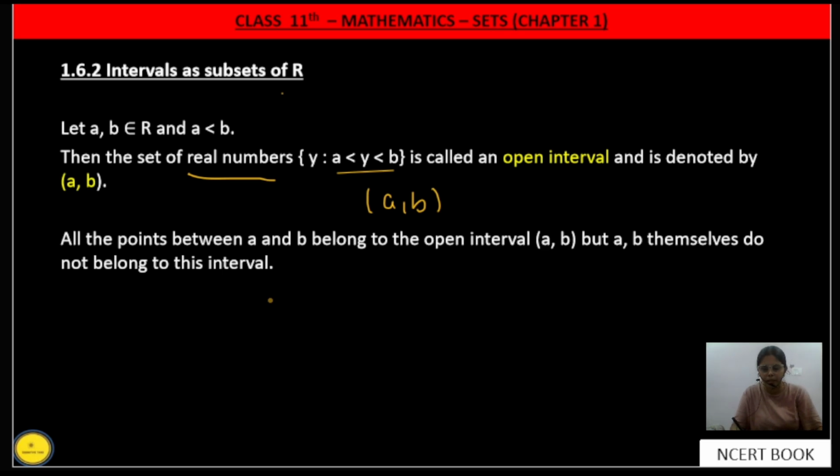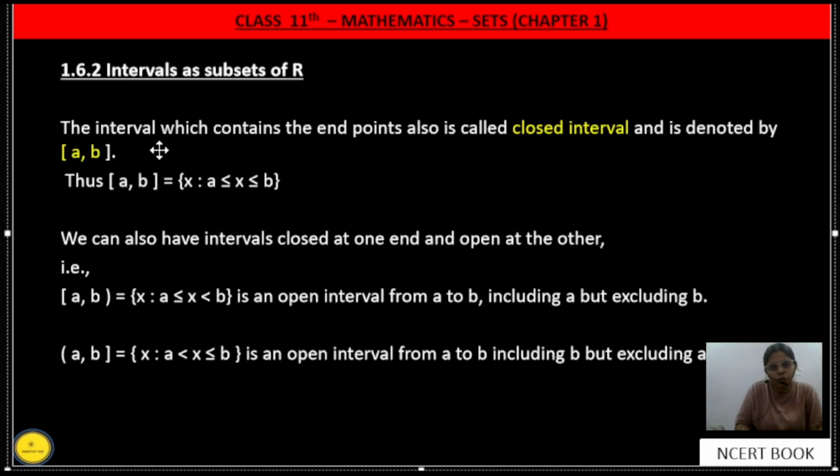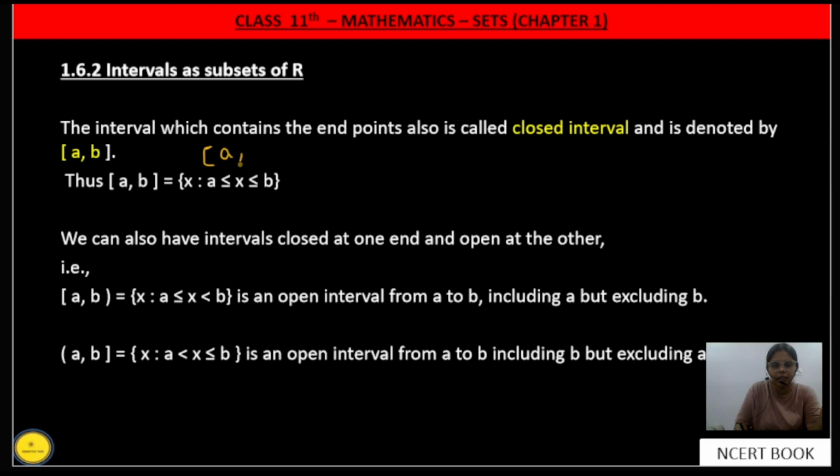We know this property. Now, the interval which contains the endpoints also is called a closed interval, which is denoted by square bracket a comma b. Thus, we can write a comma b closed interval equals to. Now, we can also have intervals closed at one end and open at the other. That is closed a comma b open. Open a comma b closed. Which means a is not included but b is included.